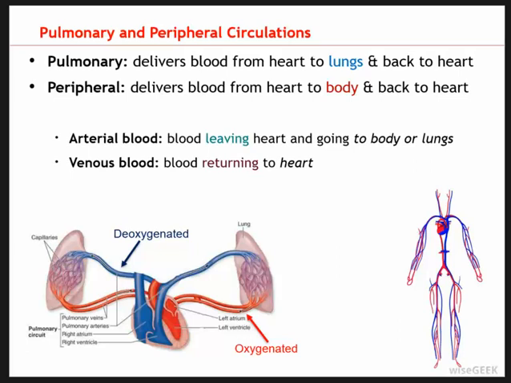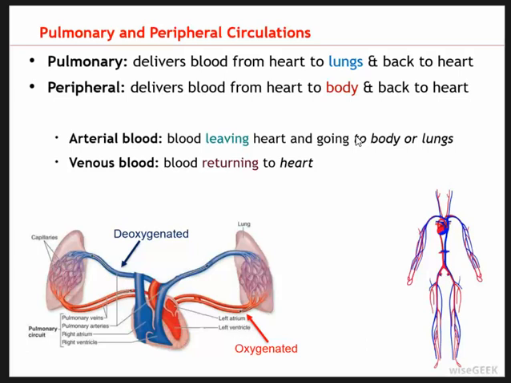We already discussed arteries versus veins. We can also describe blood as arterial blood or venous blood. Arterial blood is leaving in arteries, so either going to the body or to the lungs. Arterial blood is deoxygenated in pulmonary circulation because it's going away from the heart to the lungs to become oxygenated, and then it's oxygenated in peripheral because if it's arterial, it's moving away from the heart to the body, delivering oxygen.